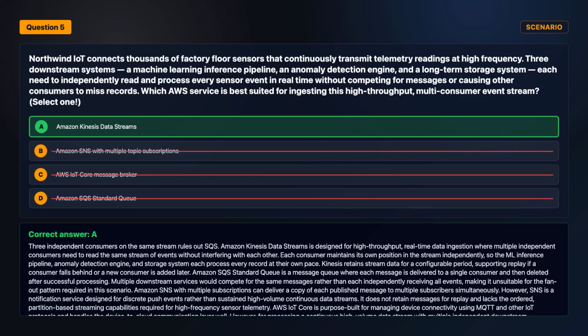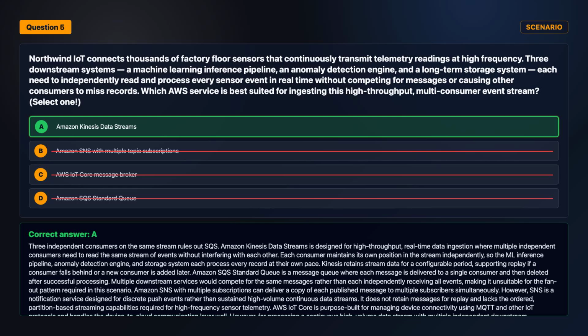Each consumer maintains its own position in the stream independently, so the ML inference pipeline, anomaly detection engine, and storage system each process every record at their own pace. Kinesis retains stream data for a configurable period, supporting replay if a consumer falls behind or a new consumer is added later. Amazon SQS standard queue is a message queue where each message is delivered to a single consumer and then deleted after successful processing.